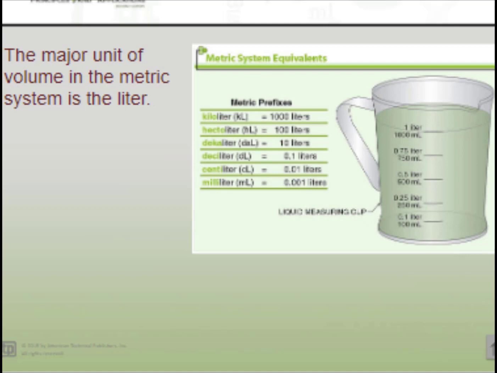Volume equivalents within the metric system are easy to remember once the concept of metric prefixes is understood. The primary unit of volume in the metric system is the liter. All other metric units for volume contain the word liter, but also contain a prefix based on multiplying or dividing a liter by factors of 10.